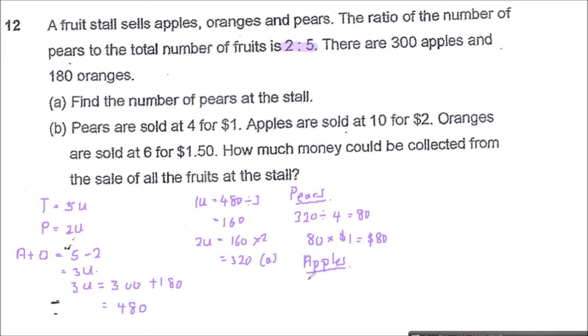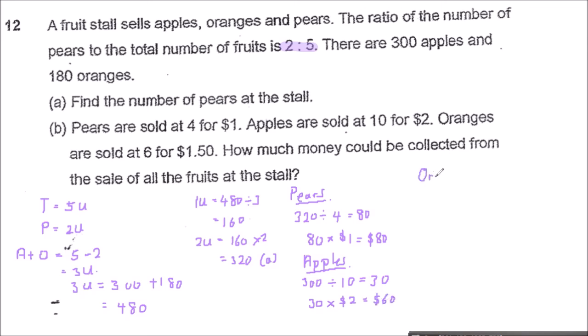So for apples, they're altogether 300. 300 apples, right? They are sold in groups of 10. So we divide by 10. There are 30 groups. And each group is going to cost $2. So total sales will be $60.